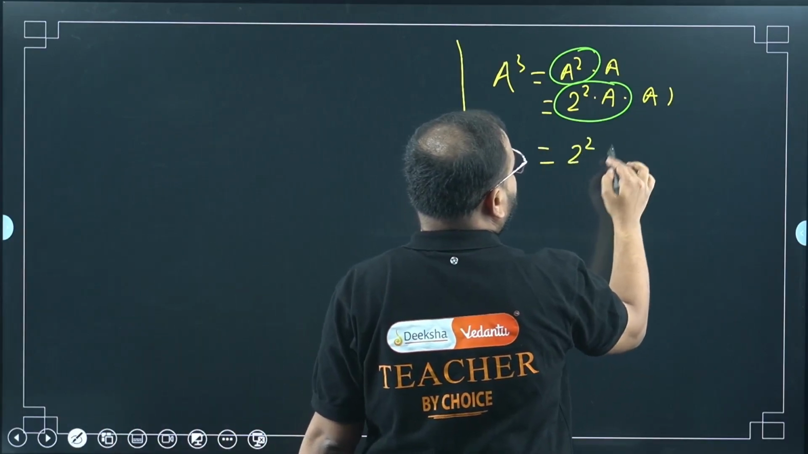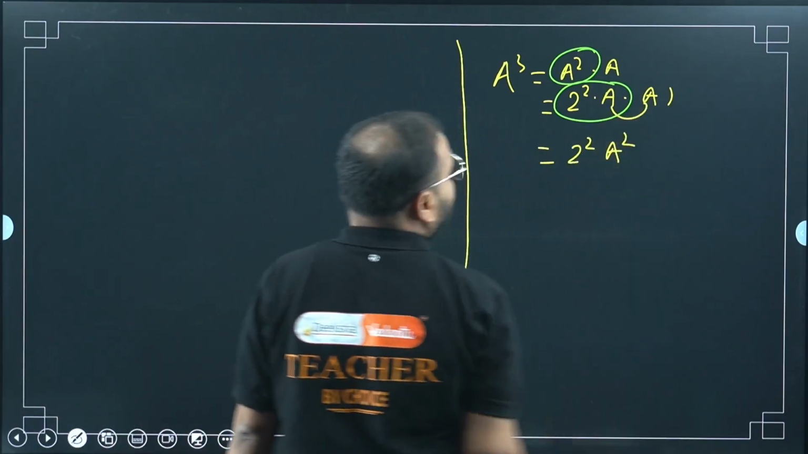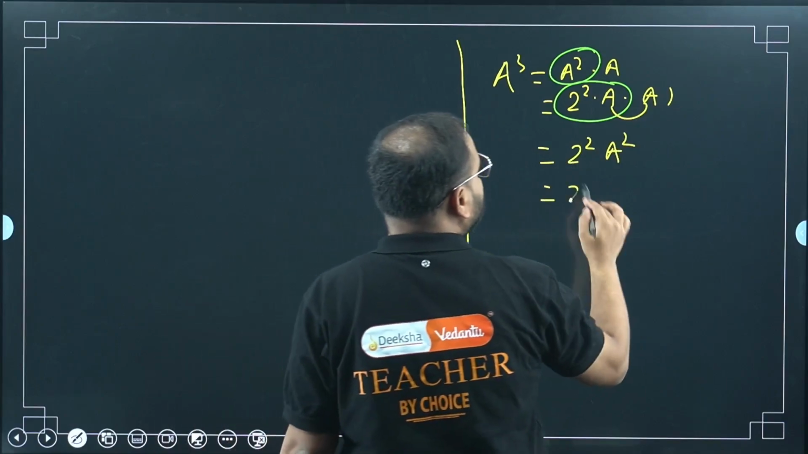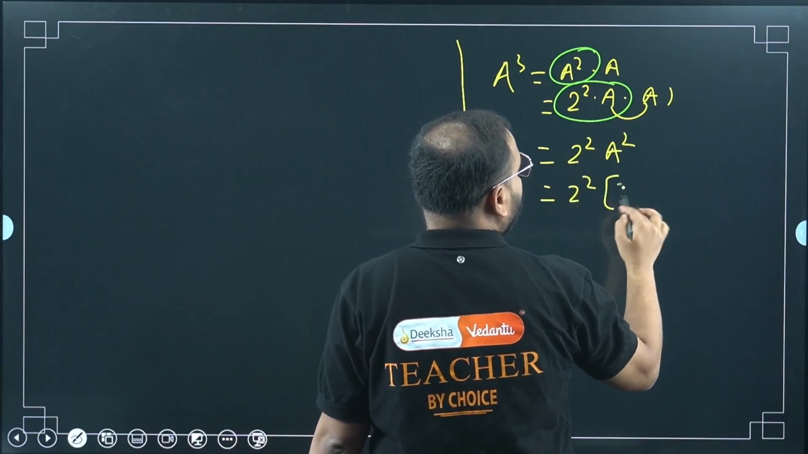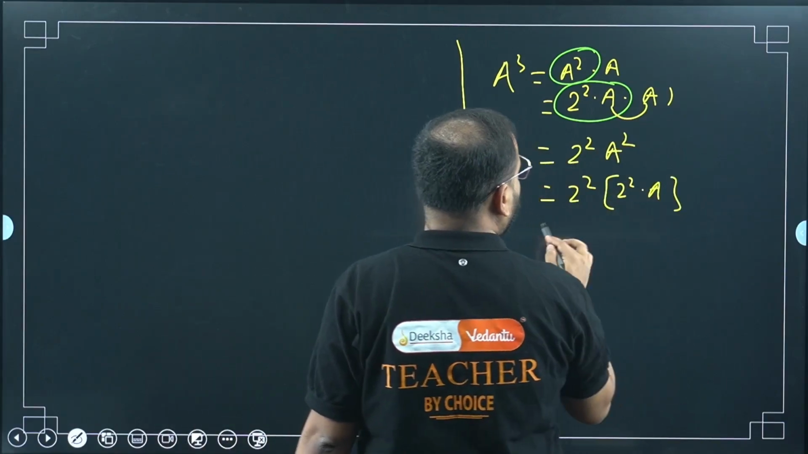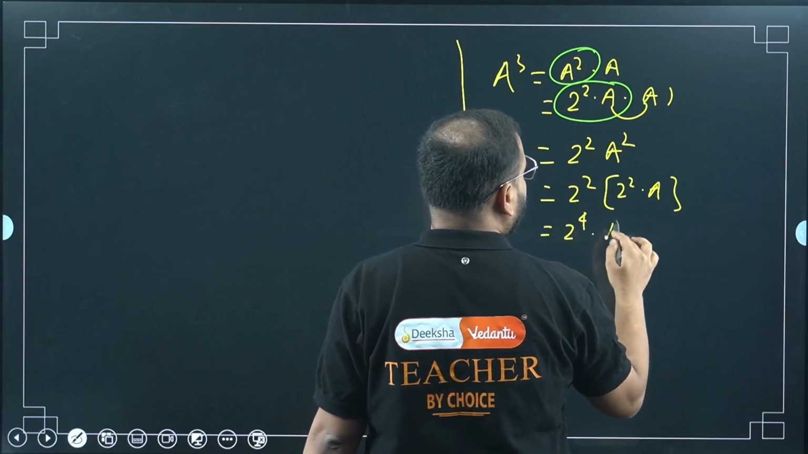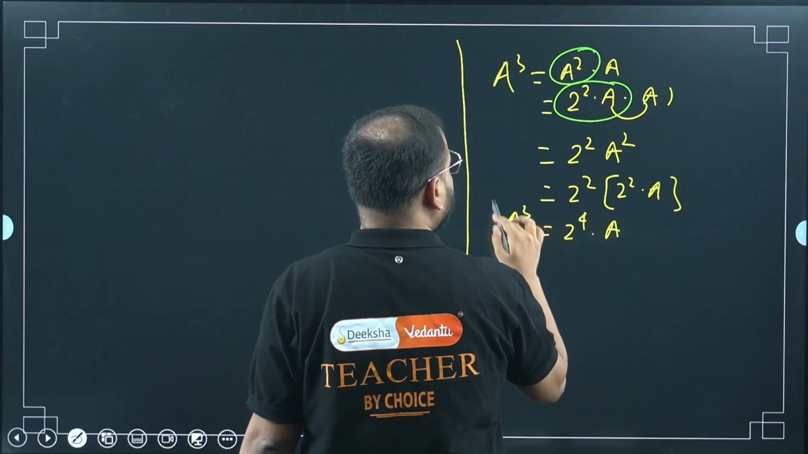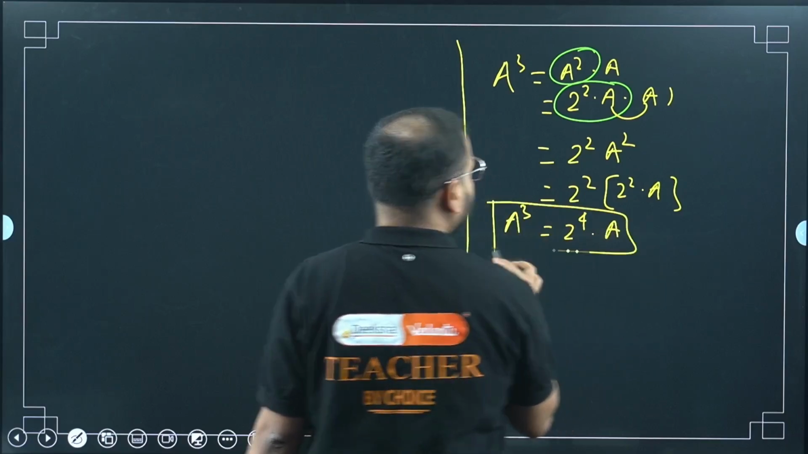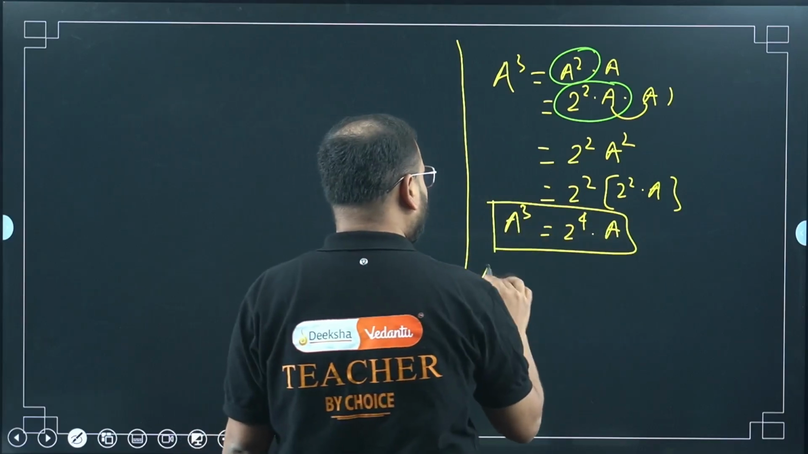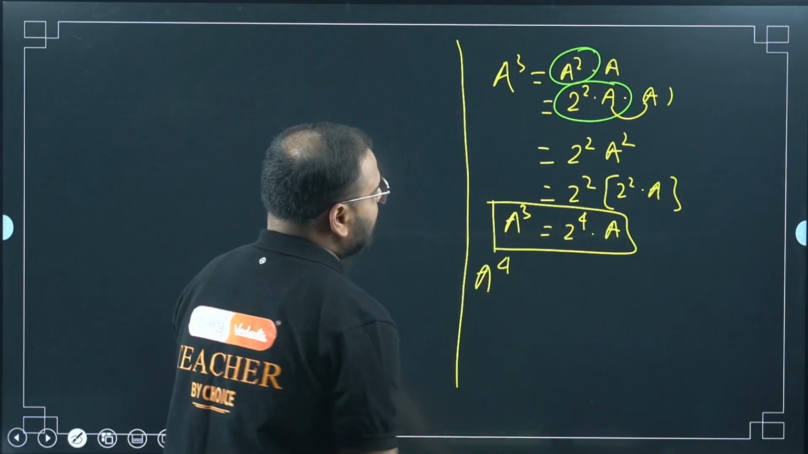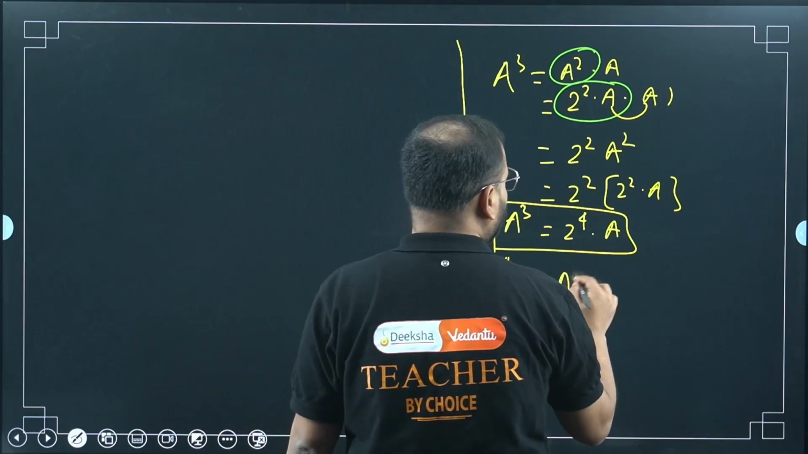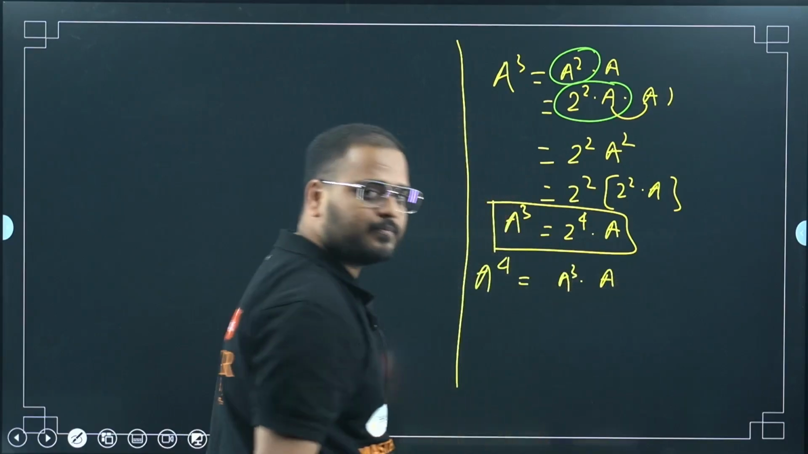So 2 square again. This and this will become A square, right? I can again write this as 2 square, and A square will become what? 2 square A. Yes or no? I'll get it as 2 power 4 A. This is my A cube. Please check. This is my A cube. Right? I'll do it for A power 4 now. What is my A power 4? A cube times A. Yes or no?